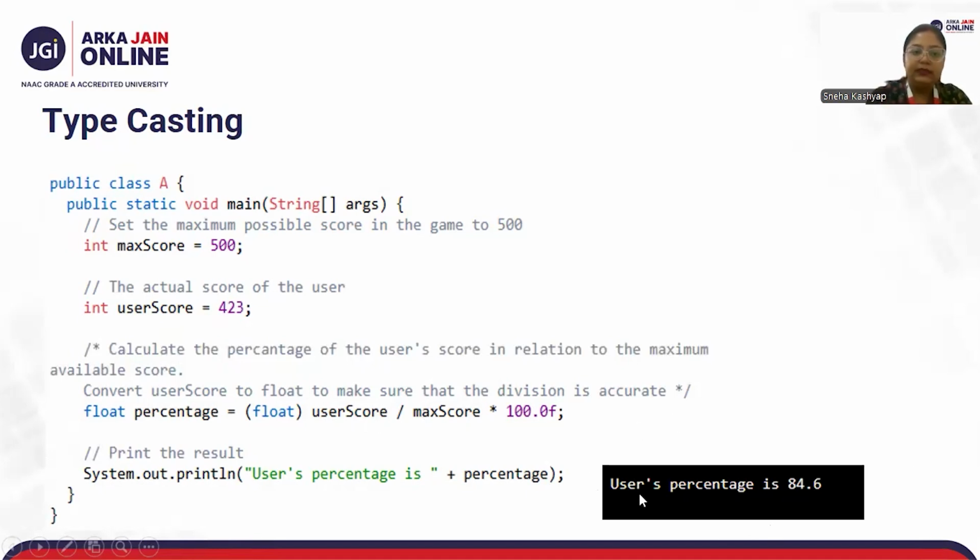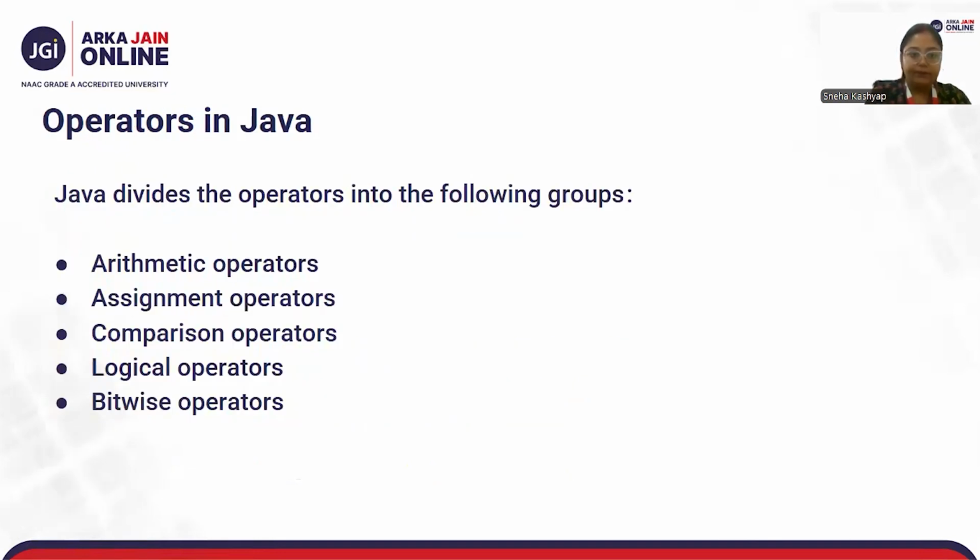So how an integer value is being typecasted to the float value, right? So this is how a typecasting is being done. Now moving to the next topic, that is operators in Java.